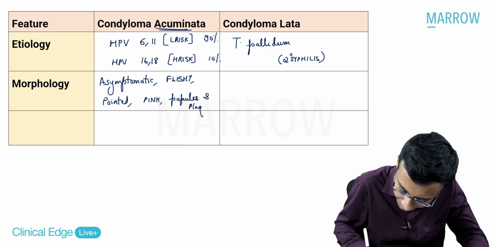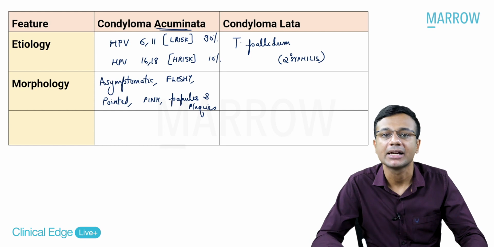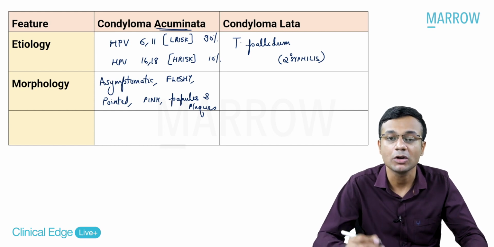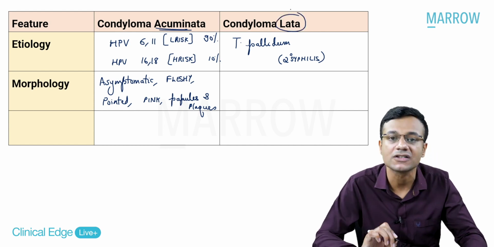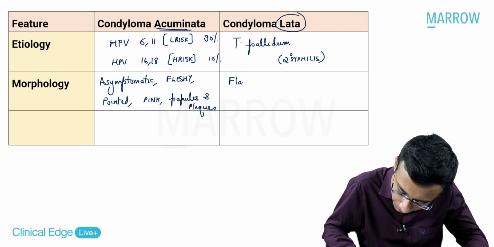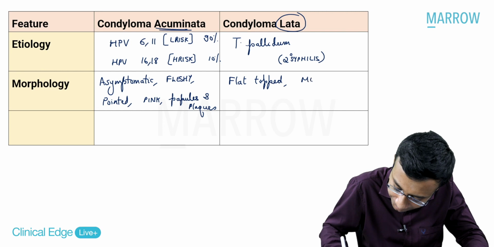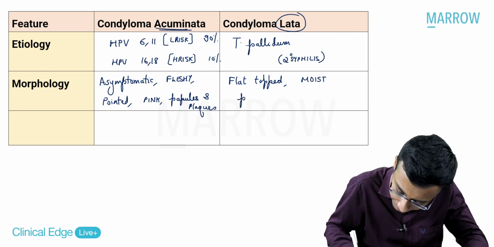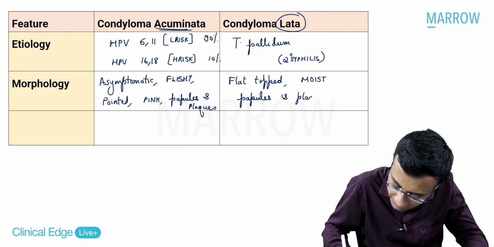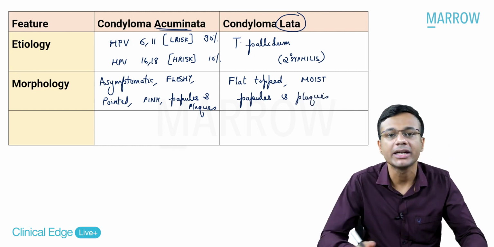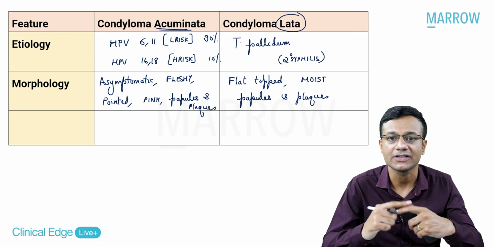Asymptomatic, fleshy, pointed, pink papules and plaques, whereas condyloma lata, the meaning of the word lata is flat. So flat topped, moist papules and plaques. So now we understand how to distinguish. So please remember that acuminata means pointed lesions, lata means flat lesion.